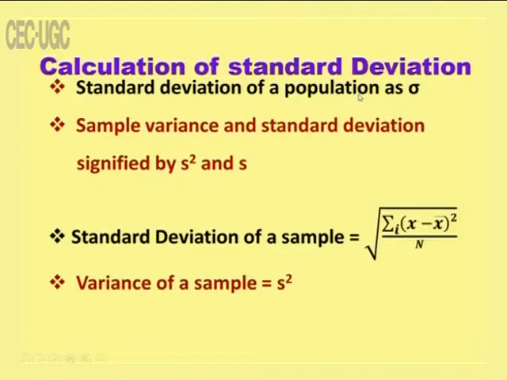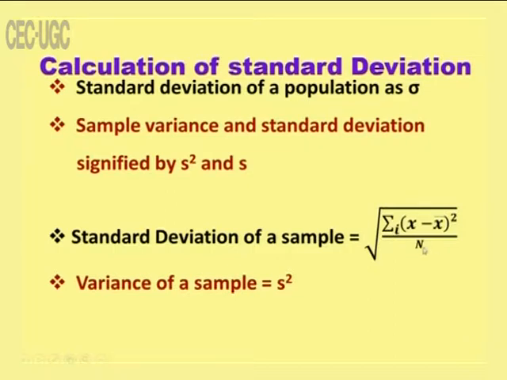Now, how to calculate the standard deviation? The standard deviation of a population is sigma, and the sample variance and standard deviation are signified by S squared and S. The standard deviation of a sample is given by the formula: square root of summation over (x minus x bar) whole squared divided by n, where x is the particular value and x bar is the average. Therefore, x minus x bar gives the deviation, and that is squared, because the deviation may be positive as well as negative, and therefore that deviation is squared, and that is summed up.